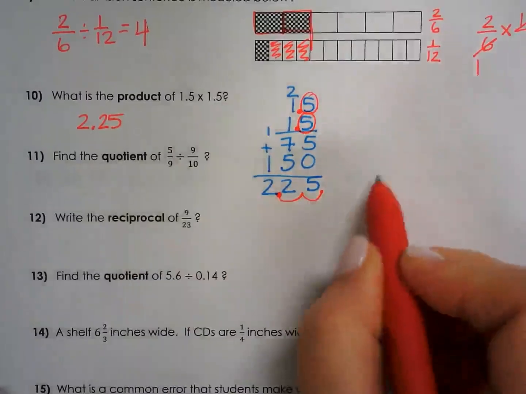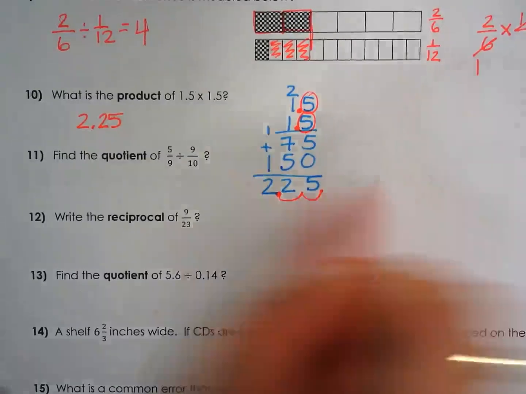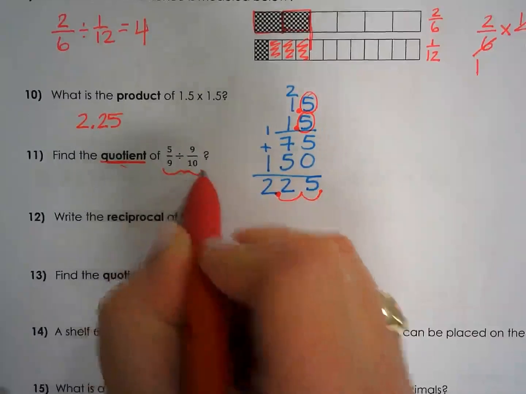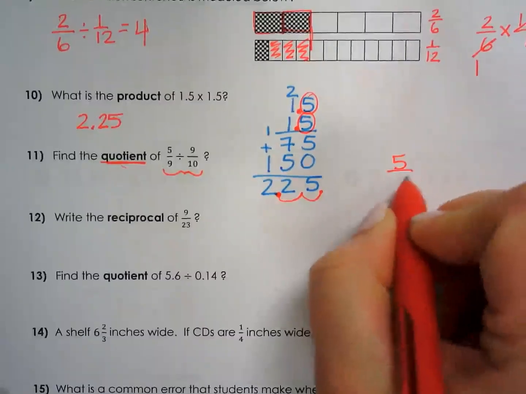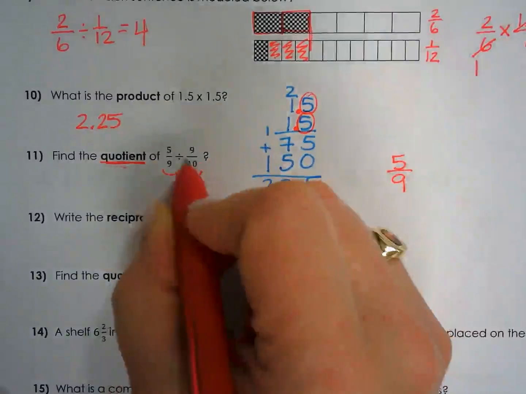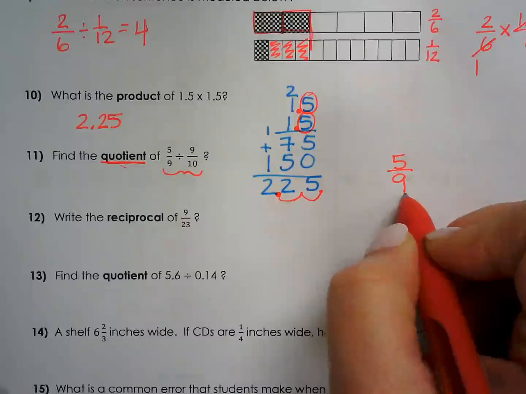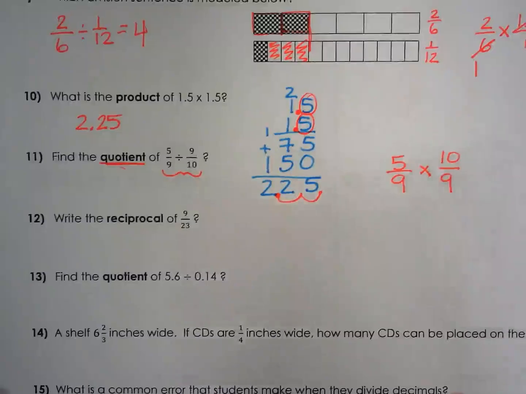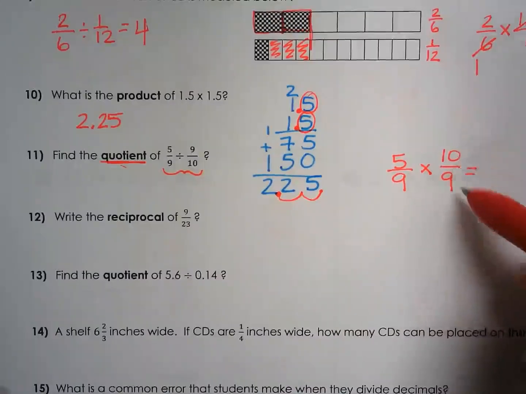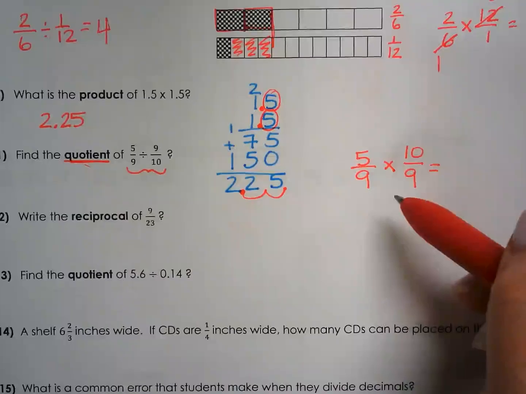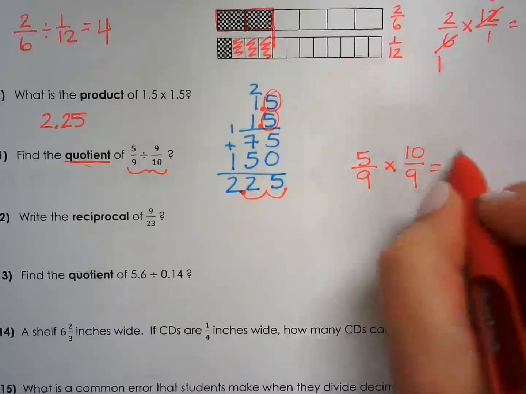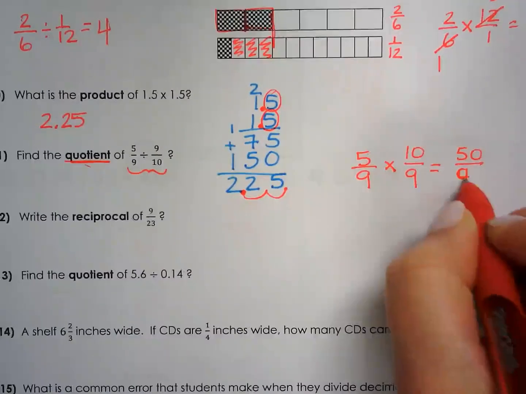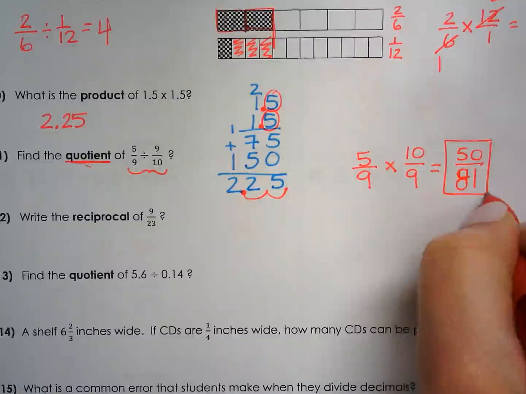Question number 11, I'm actually going to move over to the side here. It is find the quotient. Quotient is the answer to a division problem, and you can see that here with the division problem. So we start with 5 ninths divided by 9 tenths. So we're going to keep the first fraction, change to multiplication, and flip over the second fraction. When we do that, there are no common factors top to bottom, so we simply multiply across. 5 times 10 is 50, and 9 times 9 is 81, sorry. And that is your final answer.